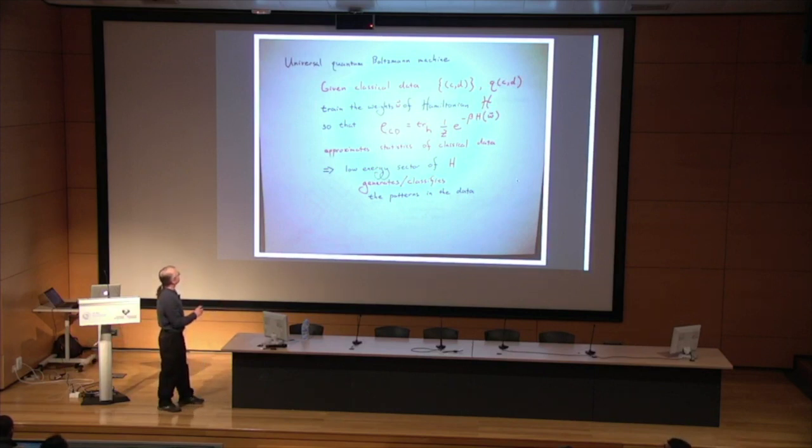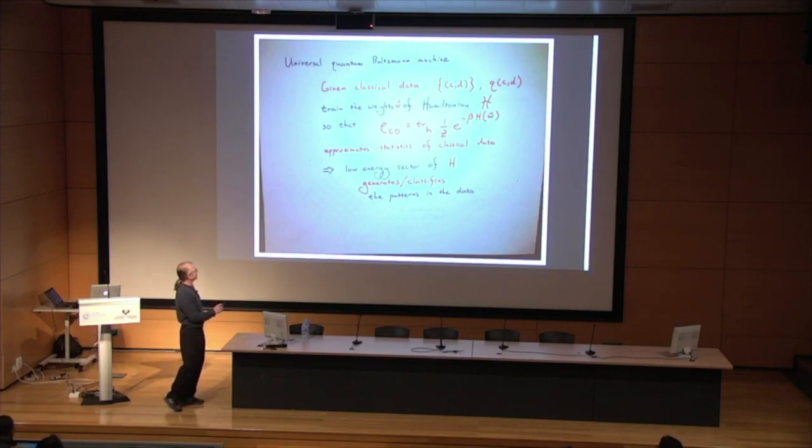Okay. So now let's look at a universal quantum Boltzmann machine. Let's imagine we have such a device, and now we're given classical data.